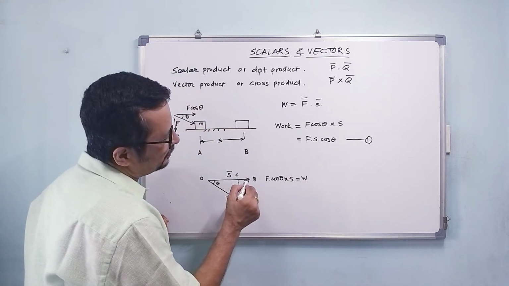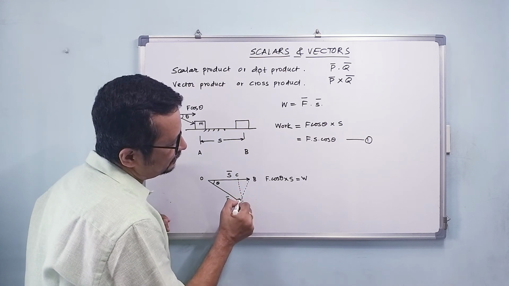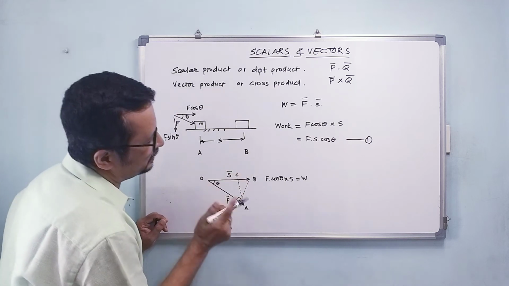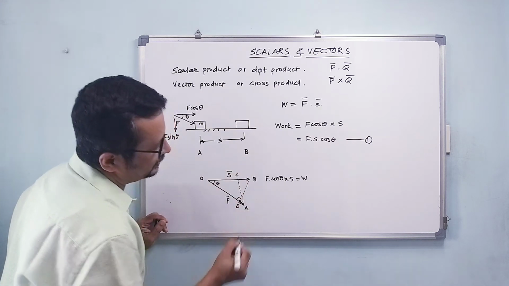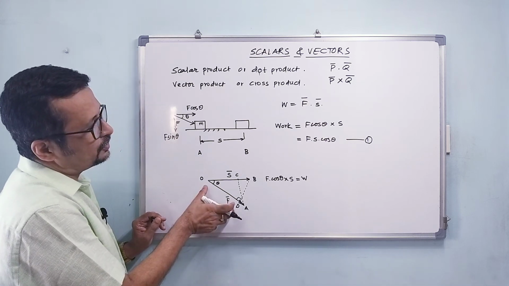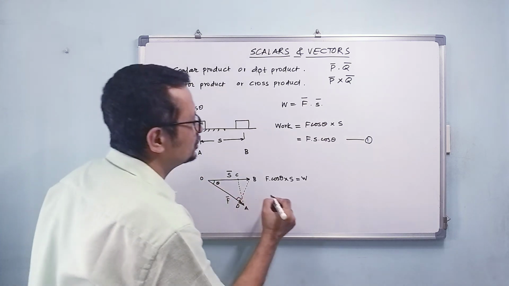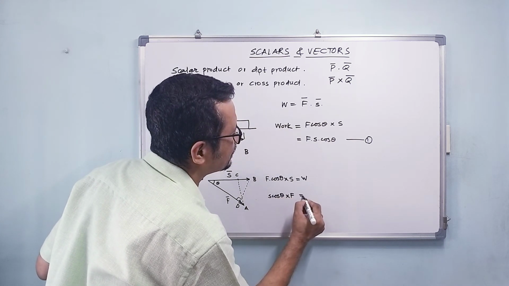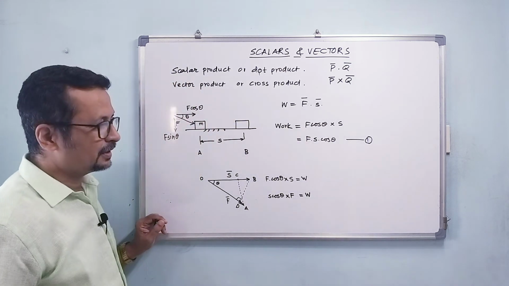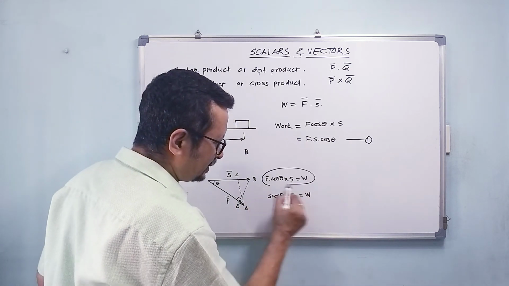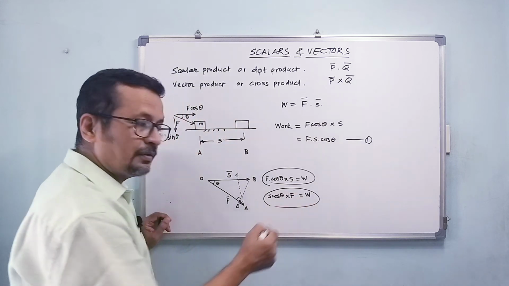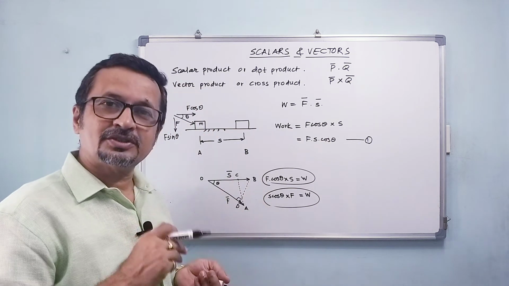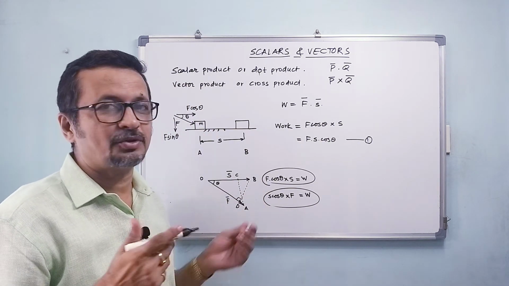On the other hand, if I take this perpendicular here and take the component of this S over here, I call this point D. What is OD? OD is S cos theta. So S cos theta multiplied by F is again equal to W, correct? So if you see these two, work done is F cos theta into S or S cos theta into F. Is it not the same thing? It is going to give you the same thing, right?